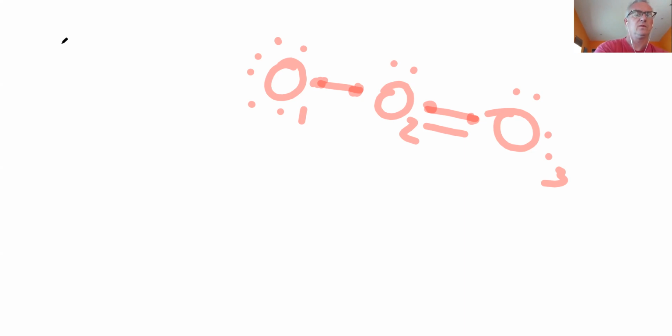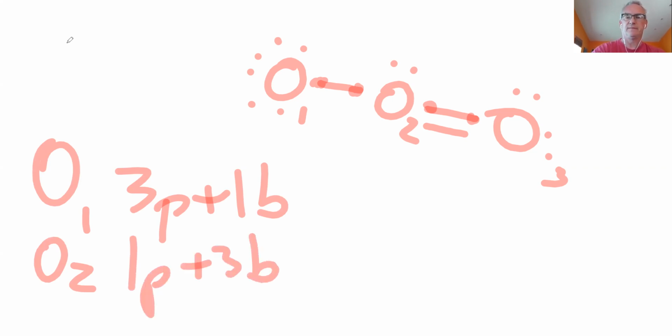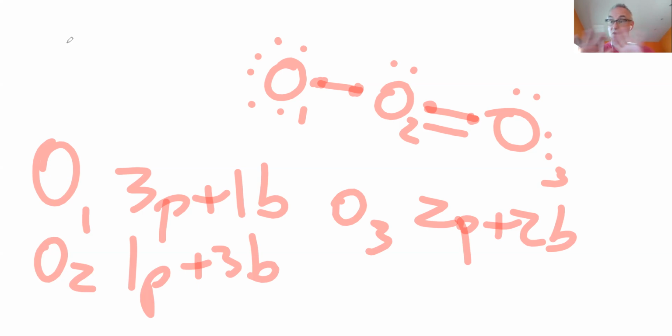Oxygen 1 has 3 lone pairs and 1 bond. Oxygen 2 has one lone pair and 3 bonds, and oxygen 3 has 2 lone pairs and 2 bonds. They're all different. Each oxygen is a different situation, but they all have 8 total electrons. 3 times 2 plus 1 times 2, or 1 times 2 plus 3 times 2, or 2 times 2 plus 2 times 2. It all comes out to 8. So as far as total electrons to fill their octet, everything's groovy.